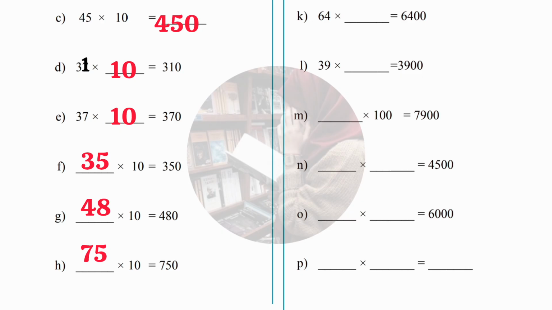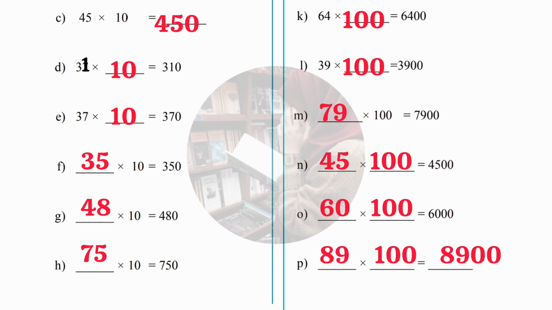Okay. Next, dash multiplied by 10 equal to 480. 48 is there, so we have to multiply it by 48. 48 multiplied by 10 is 480. Next, dash multiplied by 10 equal to 750. So here 10 multiplied by which number will get 750? Of course 75. So 75 multiplied by 10 is 750.